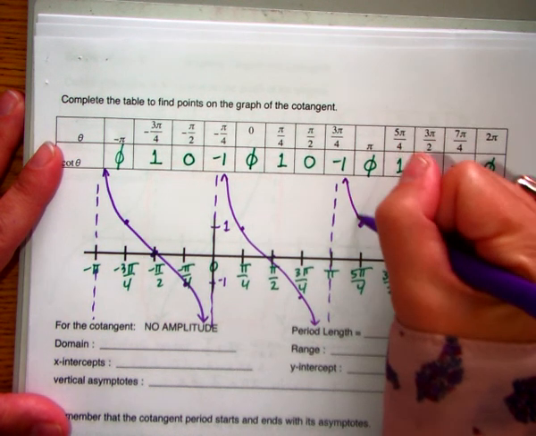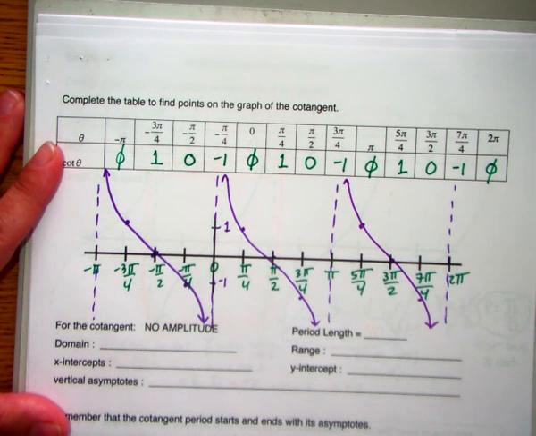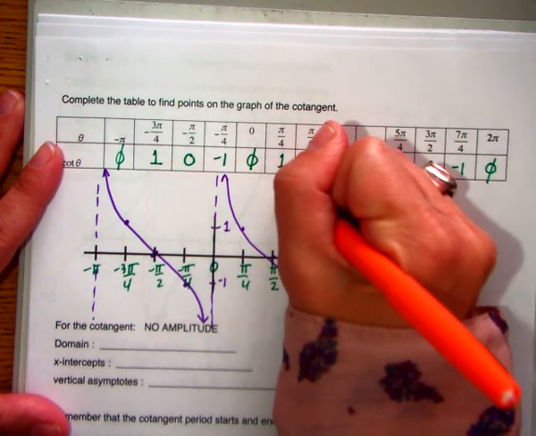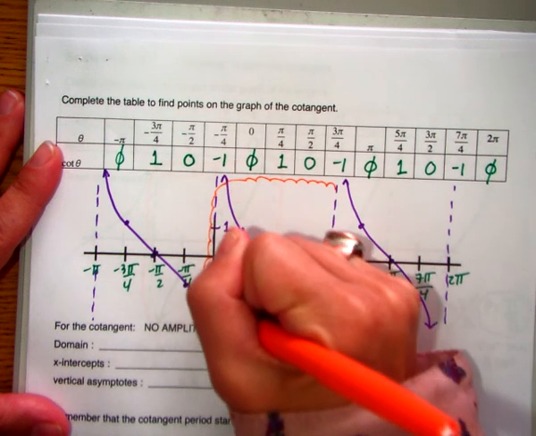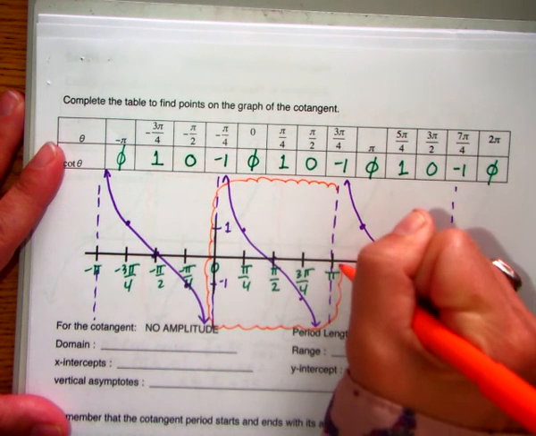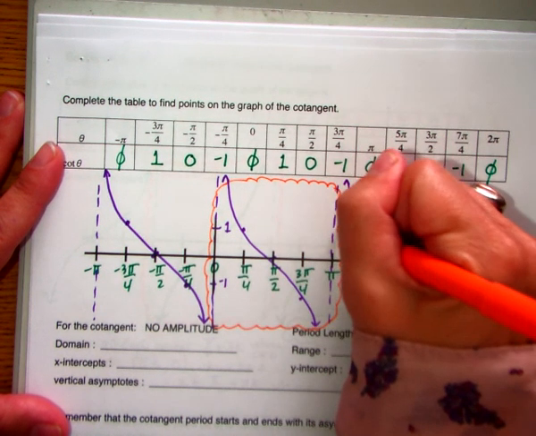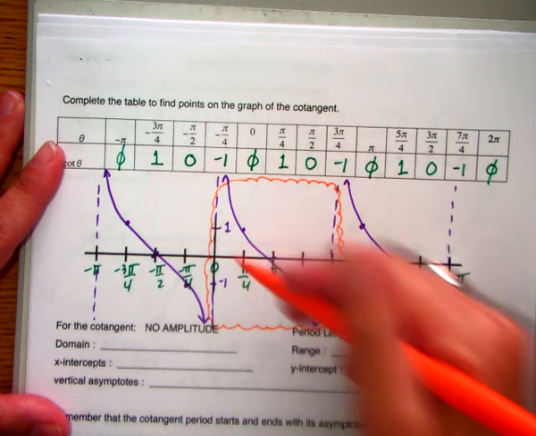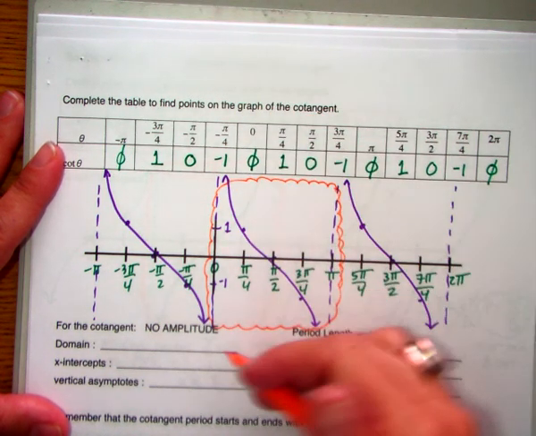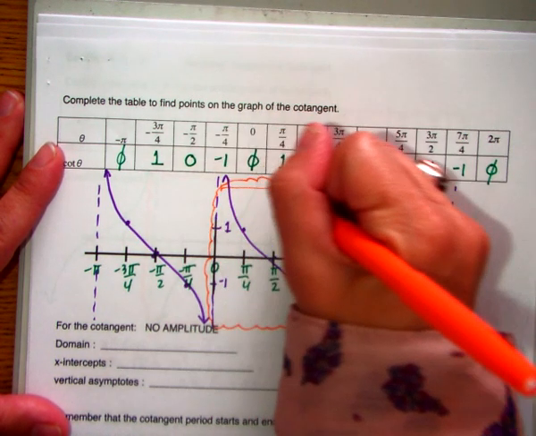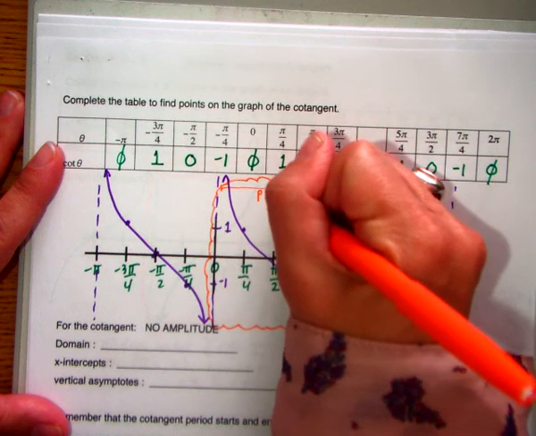Okay, so we no longer have that straddling the y-axis issue. We can just go from 0 to pi and get our 1 period. It does still start with an asymptote, end with an asymptote, and this time, though, it squiggles down instead of squiggles up. 1 period is still pi.